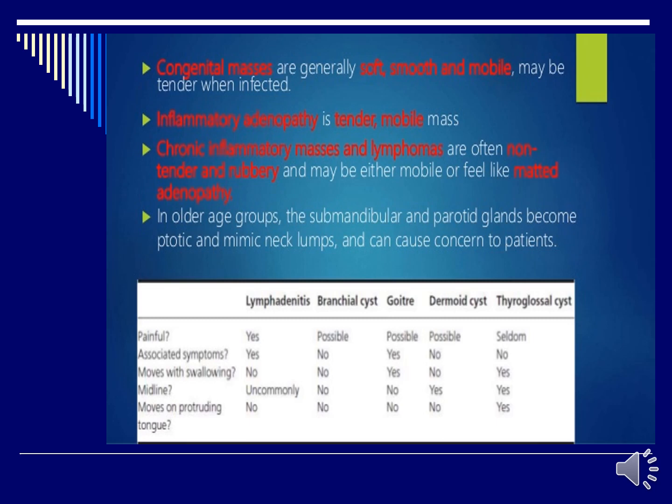This table shows, between the symptoms, movement with swallowing. See, the thyroglossal cyst, yes, moves with swallowing. Goiter moves as well because it is related to the larynx, and this is related to the hyoid. The site is important; see it in lymphadenopathy. Branchial cyst if infected, goiter if there is thyroiditis, dermoid if infected, and thyroglossal cyst also if there is infection. Moving on, protrusion of the tongue is pathognomonic for thyroglossal cyst.